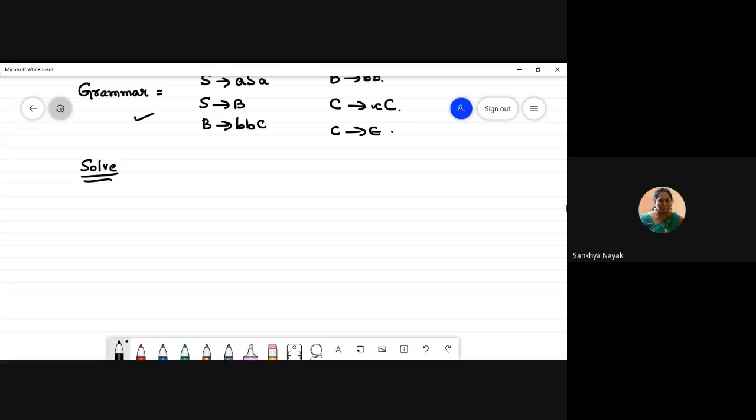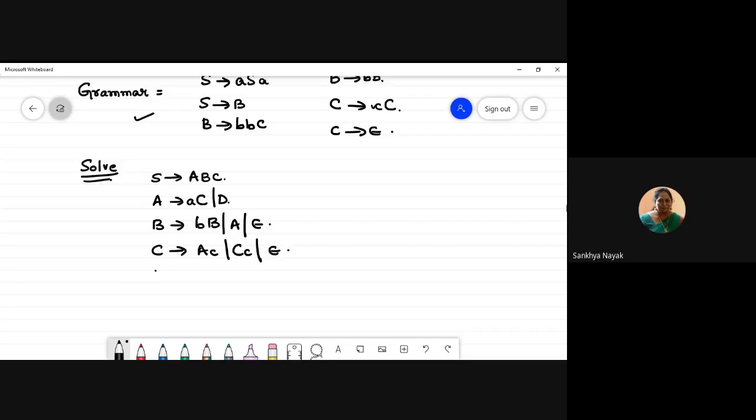Solve this. S derives ABC. A derives A capital C or D. B derives small b capital B or A or epsilon. C derives capital A small c or capital C small c or epsilon, and D derives AA.